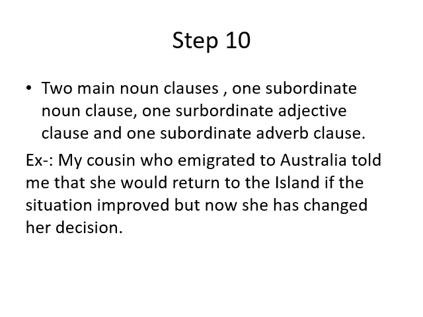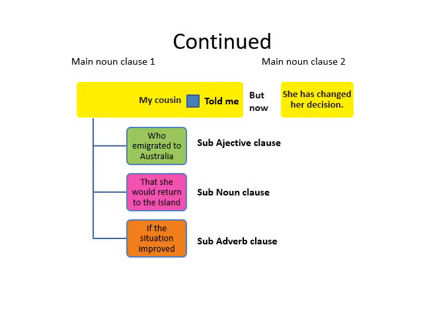My cousin who emigrated to Australia told me that she would return to the island if the situation improved, but now she has changed her decision. So here it's very interesting. You can see a very long sentence. These are the type of sentences you find especially in newspapers, academic papers, research papers, and various advanced writing. Concerning advanced writing, you find this type of long, complex sentence. Now look at this particular sentence and see how it is formed.